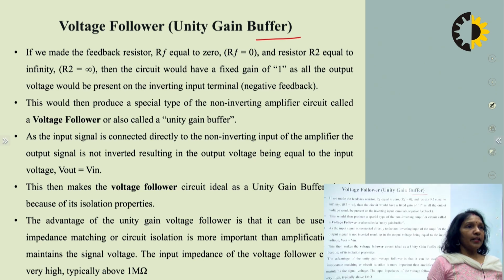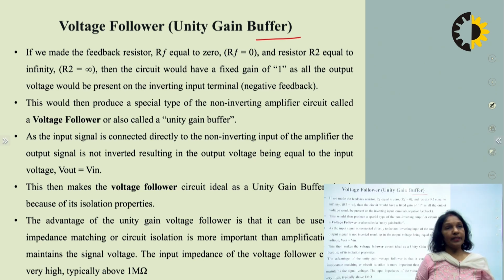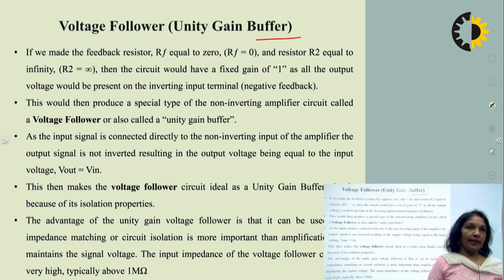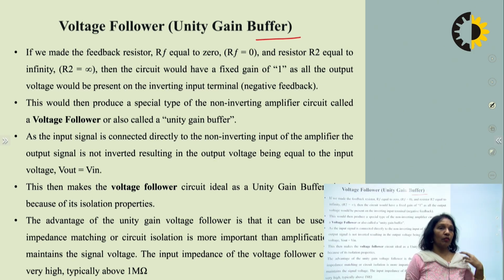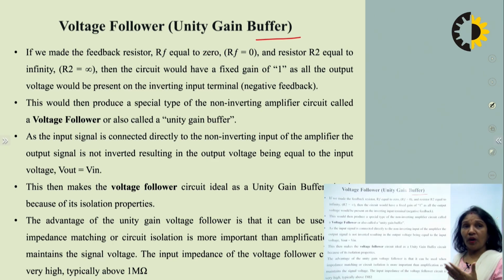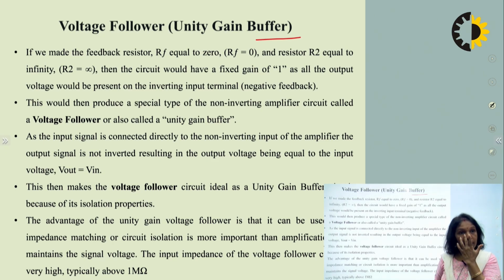So the voltage follower is also called the unity gain amplifier. Why unity gain? Because the gain of this amplifier is 1, since the output voltage is exactly the same as your input voltage. So what is the purpose? Why do we design such a type of amplifier? What is the need for the unity gain amplifier?